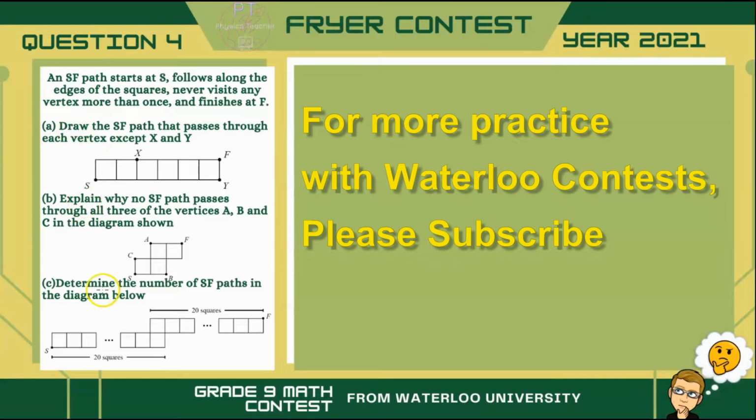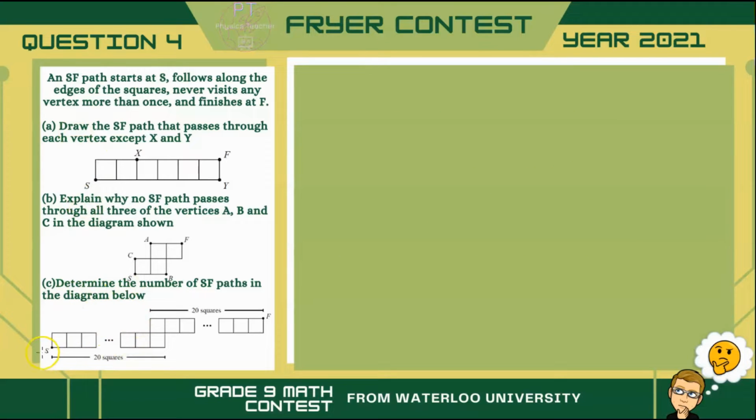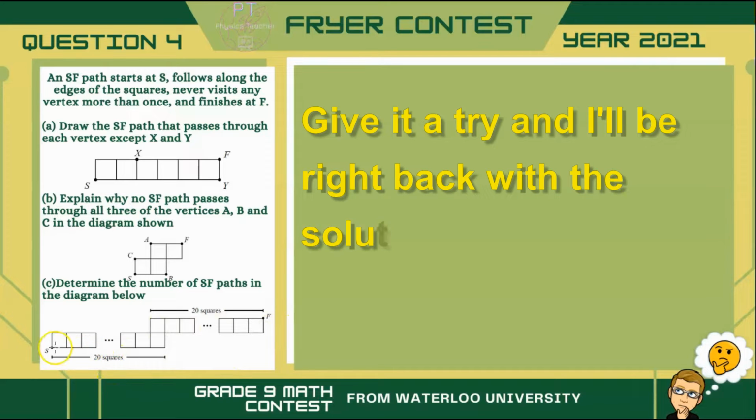Now there's three parts, culminating in part C, that says if we have this diagram below, how many possible paths are there from S to F? Give it a try, and I'll be right back with the solution.